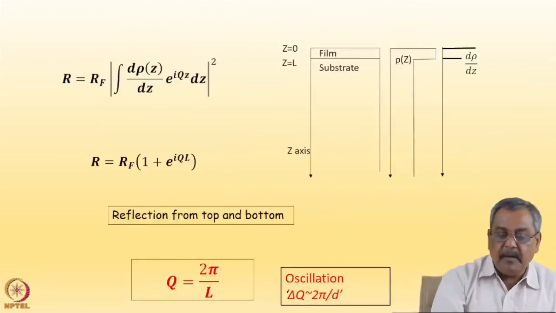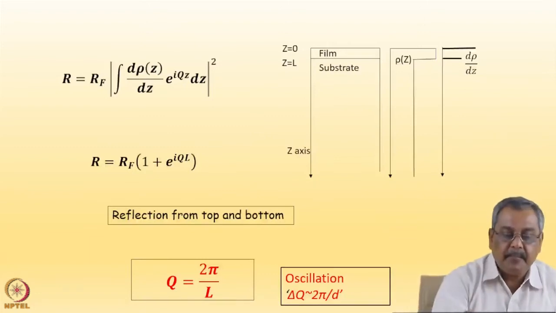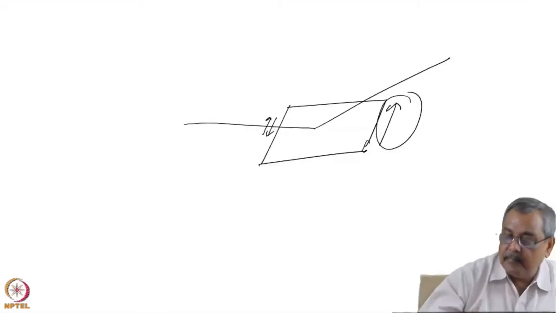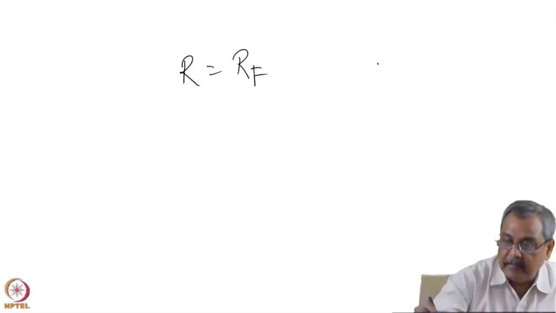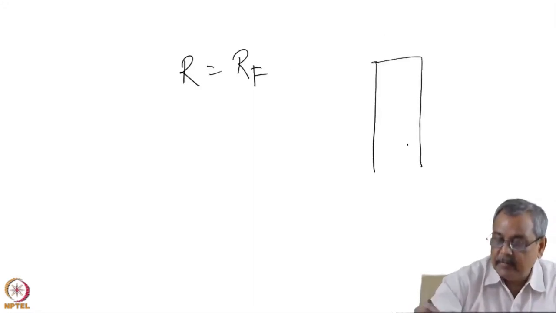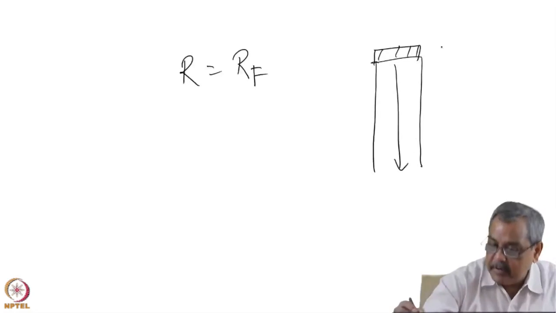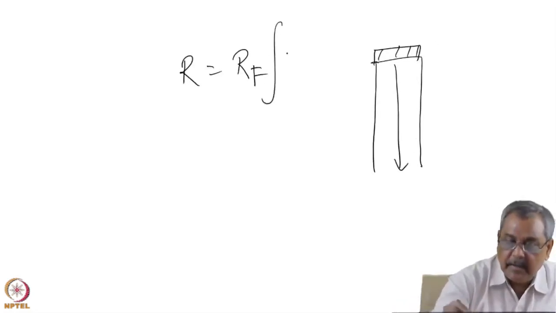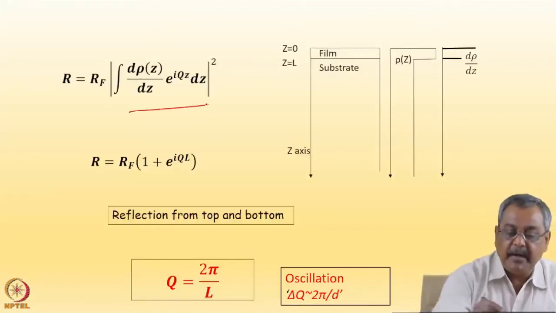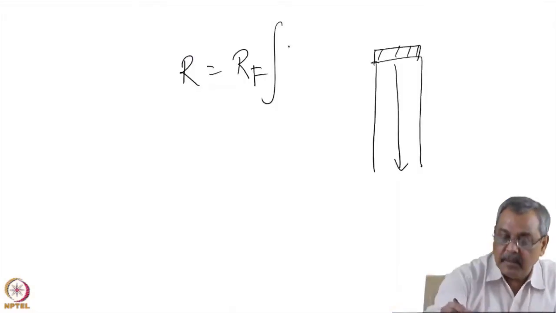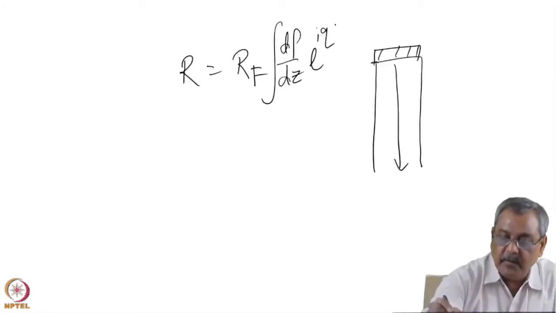So quickly, let me just tell you mathematically, the reflectivity is given for a finite thickness film. Let me just show it like this. This is a finite thickness film. This is a substrate. So it is given by the integral of d rho z by dz times e to the power I q z dz, the Fourier transform of the density gradient in the z direction. Q is the wave vector transfer. This is what I get.